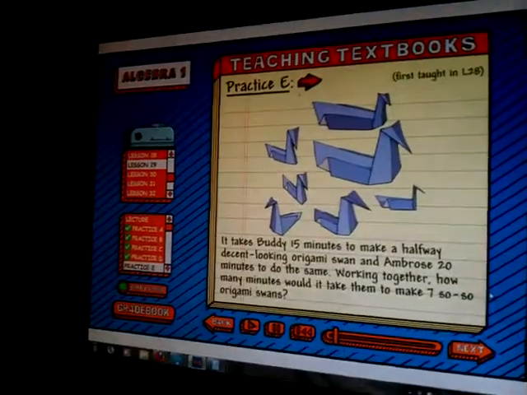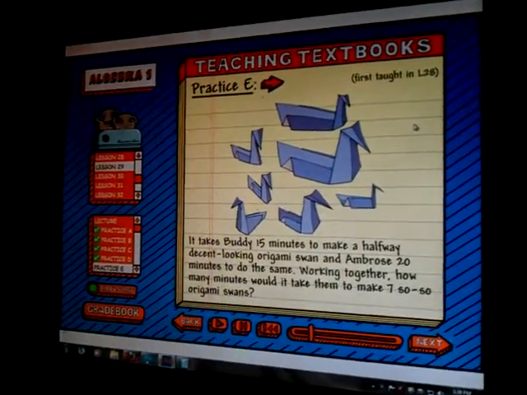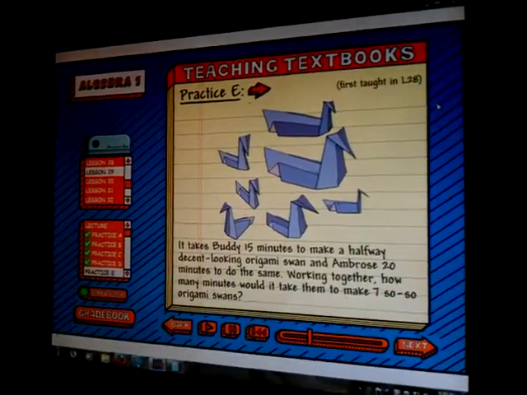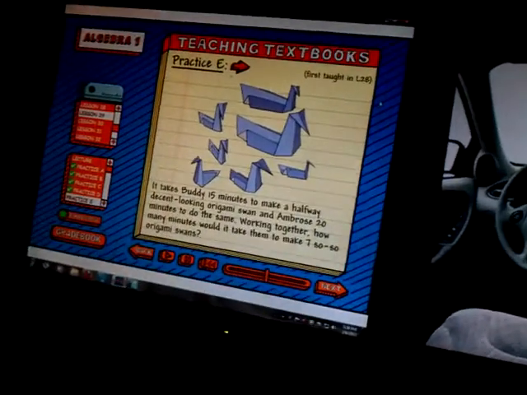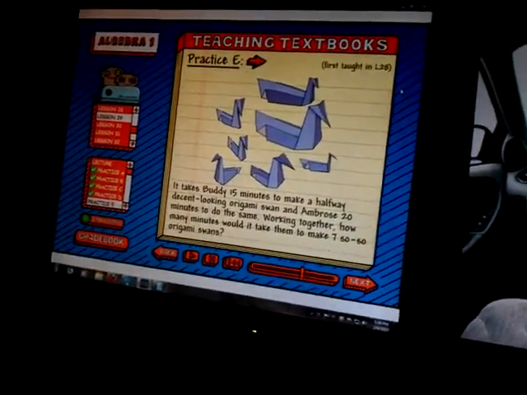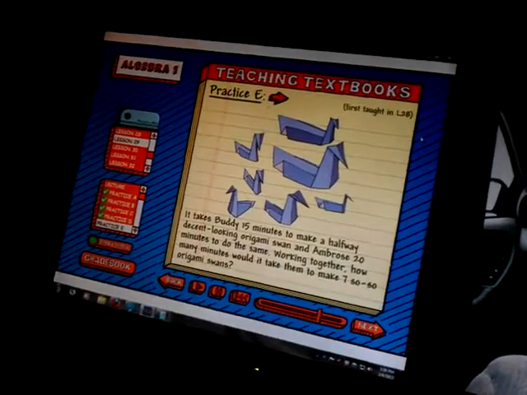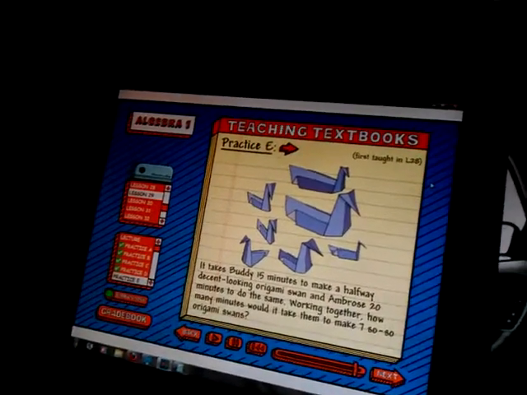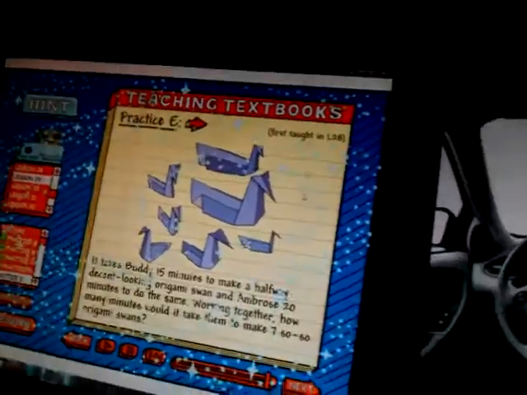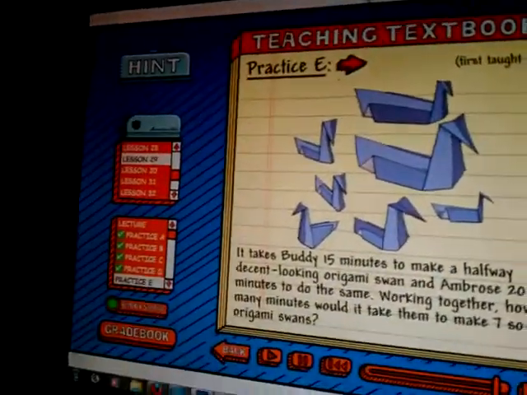Booyah. You need to translate this word problem into an equation and then solve it. It takes Buddy 15 minutes to make a halfway decent-looking origami swan, and Ambrose 20 minutes to do the same. Working together, how many minutes would it take them to make 7 so-so origami swans? Here's a hint for you, bud.